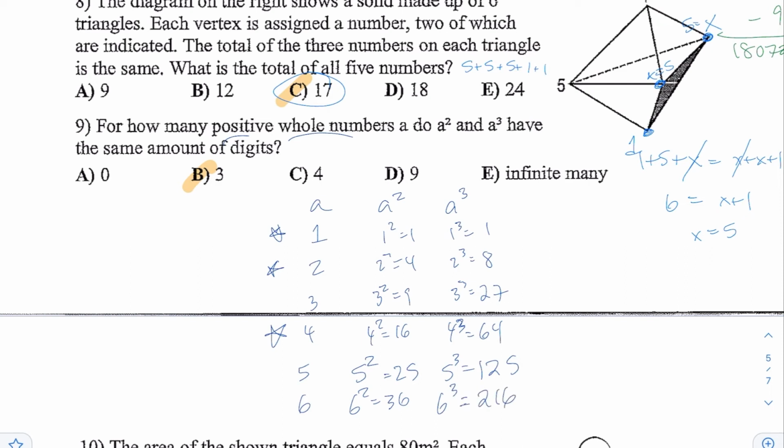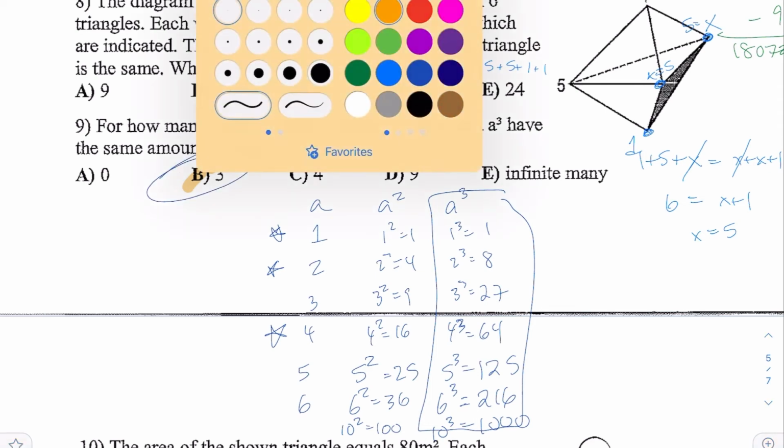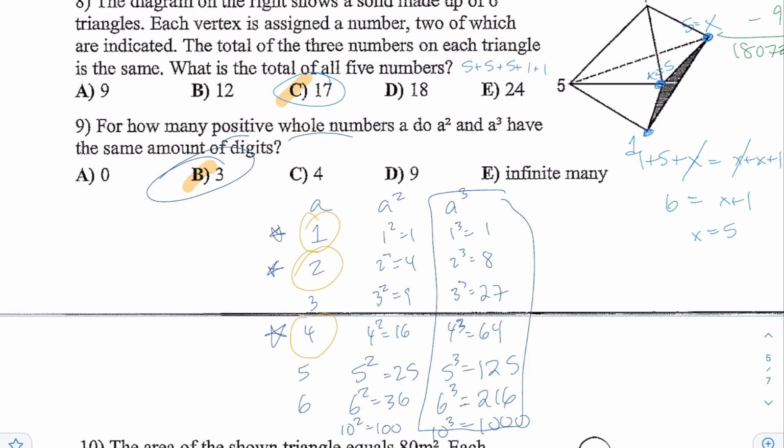So it sees that the cubic functions just increase exponentially. So there won't be a time where the cubic function will have the same number of digits as the square function. When you want to go to 3 digits, you have to do 10 squared, which is 100, but then 10 cubed is already 1,000. So that's now 4 digits. So it'll never catch up. So the answer is choice B, 3. Just 1, 2, and 4.